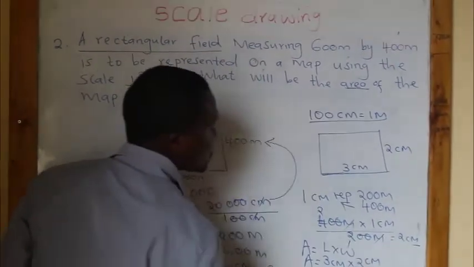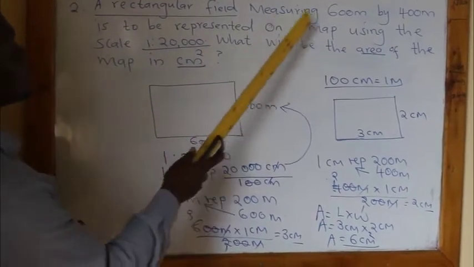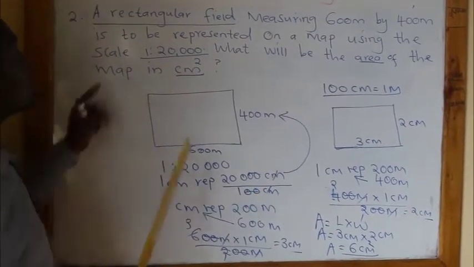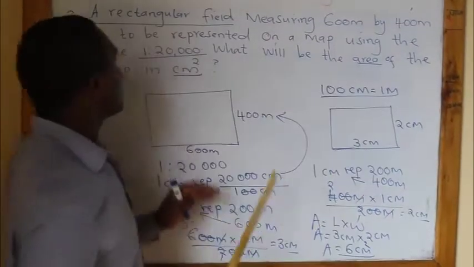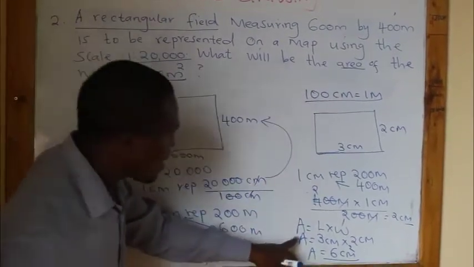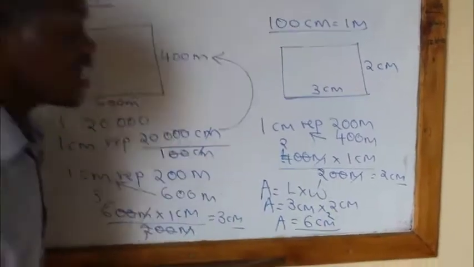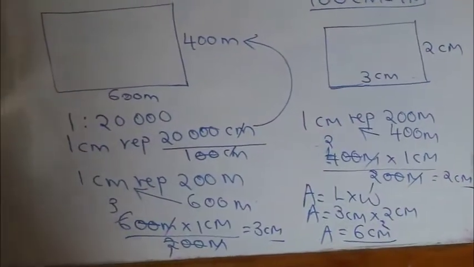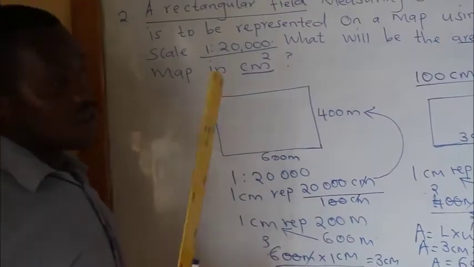And here we have arrived. So I read my question. A rectangular field measuring 600 meters by 400 meters is to be represented on a map. I have represented it using the scale. What will be the area? I've done the area. In square centimeters, this is my answer. So it's good to read and confirm your working and whether you are correct or wrong.